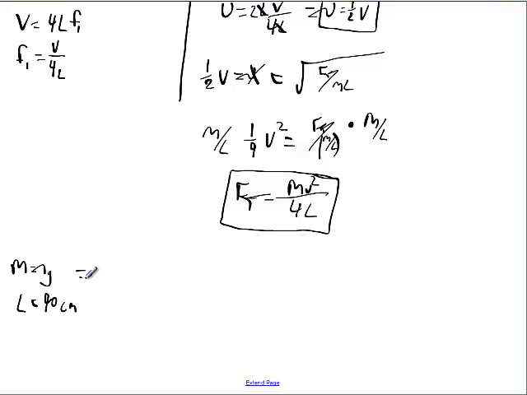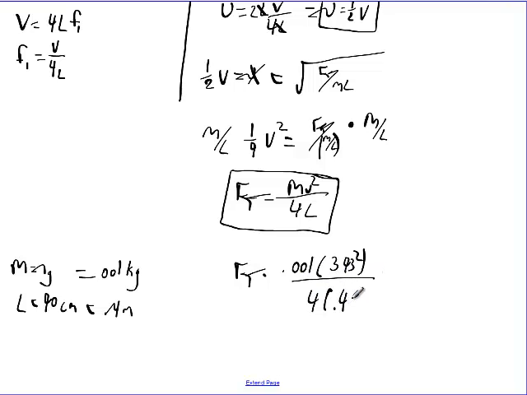So 1 gram equals 0.001 kilograms. 40 centimeters equals 0.4 meters. And so I have Ft equals 0.001 times 343 squared over 4 times 0.4. And if you work the math out on that, it's right around 74 newtons. So that's 16 or so pounds of tension. So it's a fairly tight string.